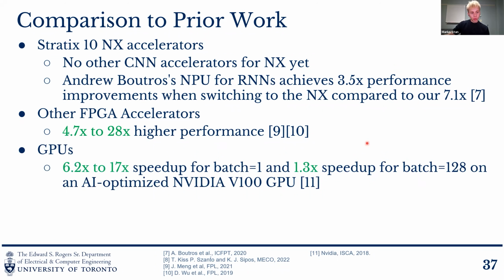And for GPUs, we have a 6.2 to 17x speedup for a batch size of 1 and a 1.3 times speedup for a batch size of 128 on the AI-optimized NVIDIA V100. And especially for this batch size of 128, this is where GPUs have typically outperformed FPGAs in the past. So the fact that we can still beat them here despite having a smaller die size and using a lot less power was a pretty good surprise.